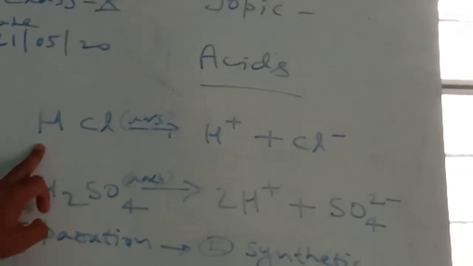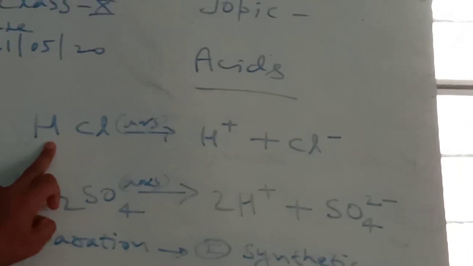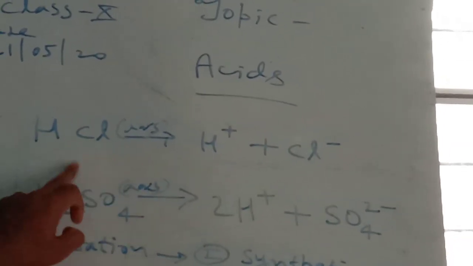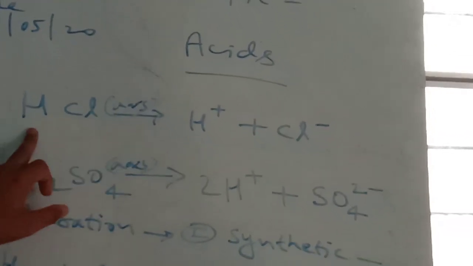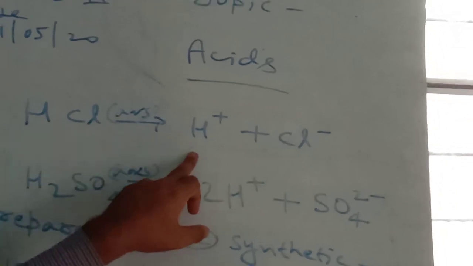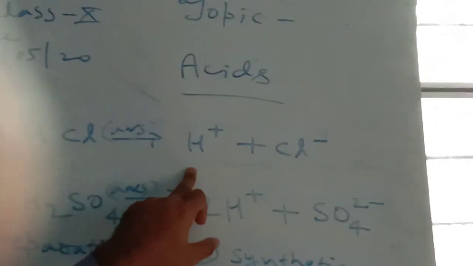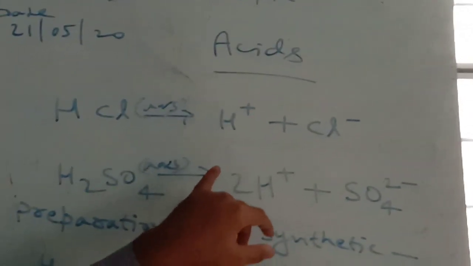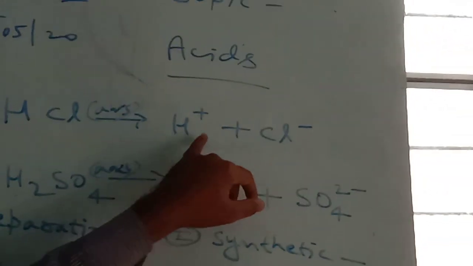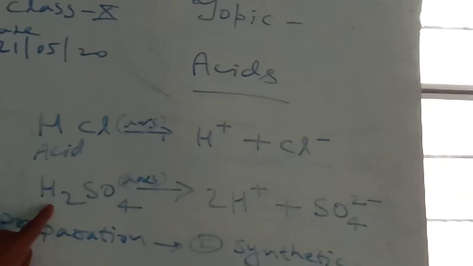See this example, hydrochloric acid, its aqueous solution. It means after dissolving in water, it provides hydrogen ion beside chloride ion. So the releasing of hydrogen ion indicates this substance is an acid. It means HCl is an acid.